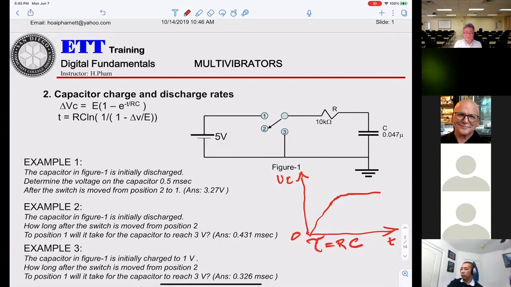But that was in the past. Now we go into more detail, and you get the equation: Delta VC equals E times 1 minus e to the power of minus T over RC. So when you're looking at the formula, you have to know what Delta VC is. That means the voltage charging or discharging. What is E? E is the difference in voltage between the initial voltage on the capacitor and the voltage the capacitor tries to reach. And T is just the time, and you already know RC, okay?